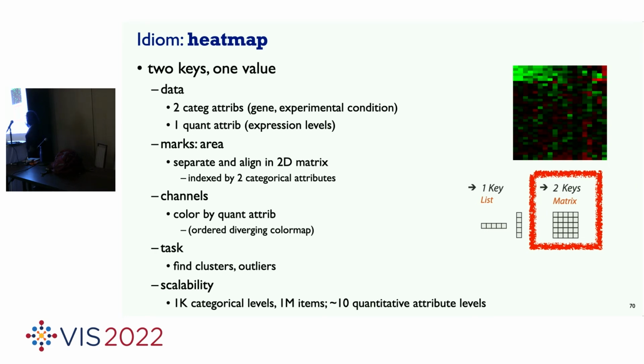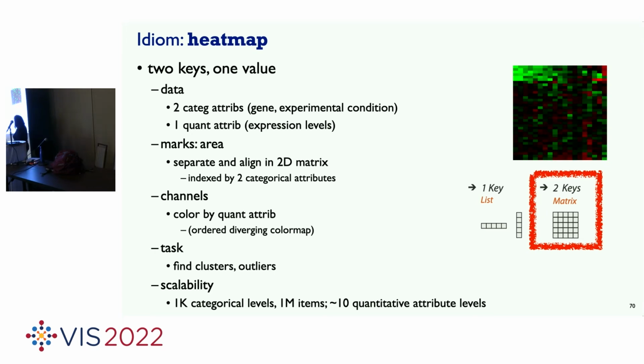So what's going on here? Well, we have two categorical attributes. You can think of these as the things you use to look up. So these are the keys. In this case, let's go back to that example of genes and experimental conditions. And then you have a quantitative attribute, which is the level of the gene expression. Think of that as how turned on or turned off the gene is. So what are we doing here? We're actually doing that separation and aligning in both directions, horizontal and vertical, into this two-dimensional matrix layout, rather than just along vertically or horizontally separately.